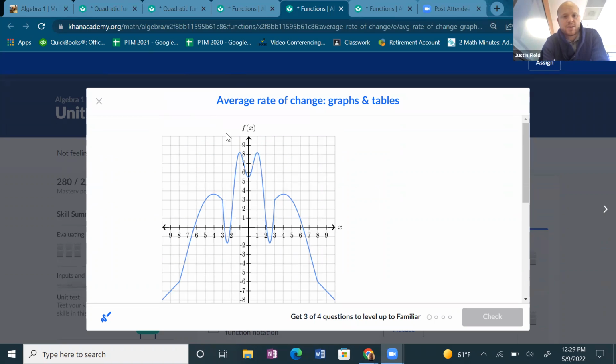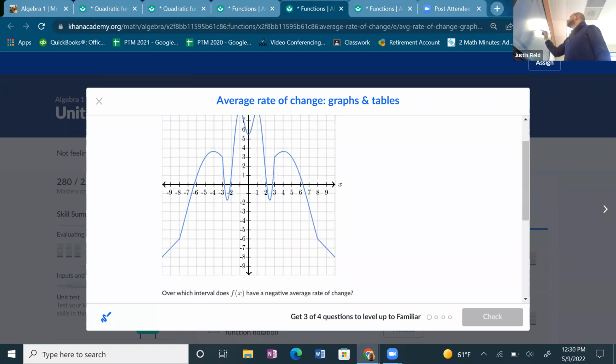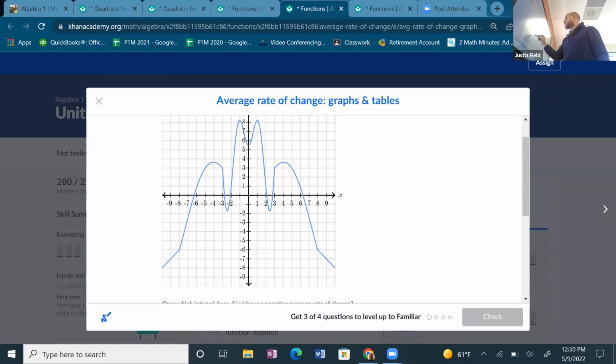-9, -8. What about that? And the nice thing is, we don't actually have to calculate the slope because I know that would be a positive slope, because the line that I just drew has a positive slope. Gotta be this last one then, huh? -9 and -3. Well, this is positive again.